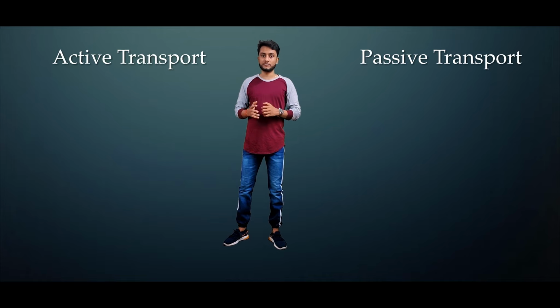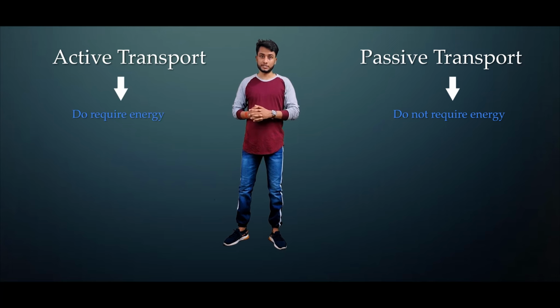Cell transport is basically divided into two types, that is passive transport and active transport. In passive transport, no energy is required at all. This process is totally automatic. But in active transport, it totally depends on energy. So let's start with the first, that is passive transport.